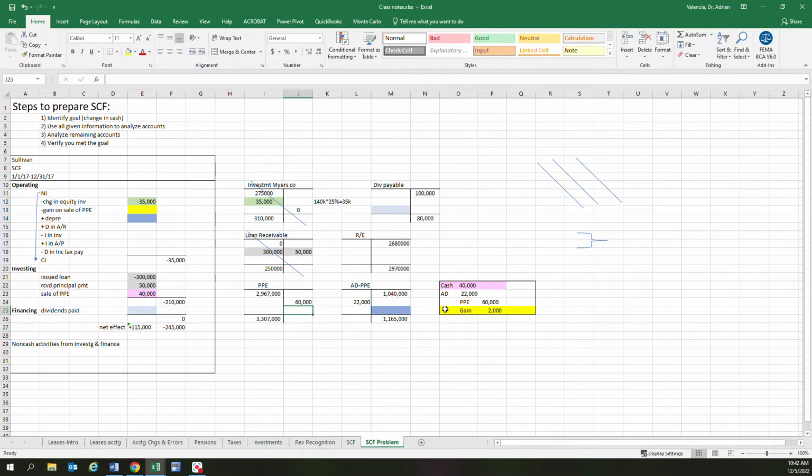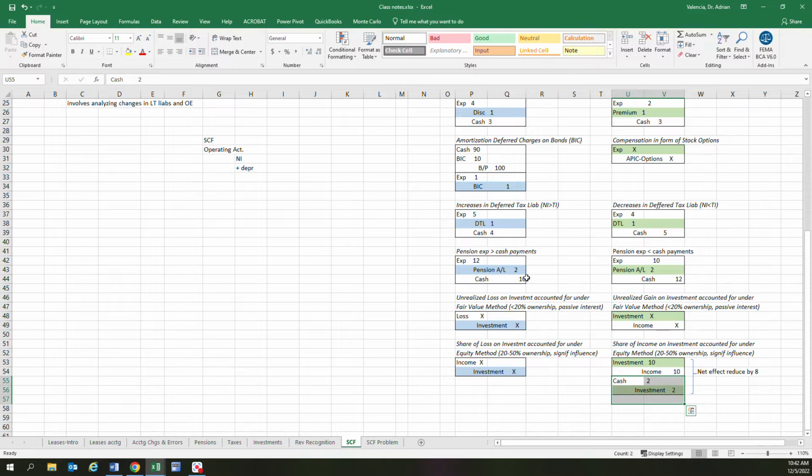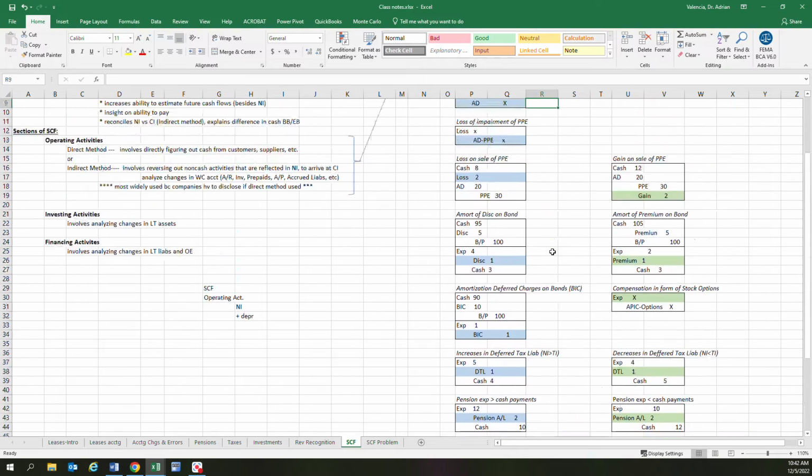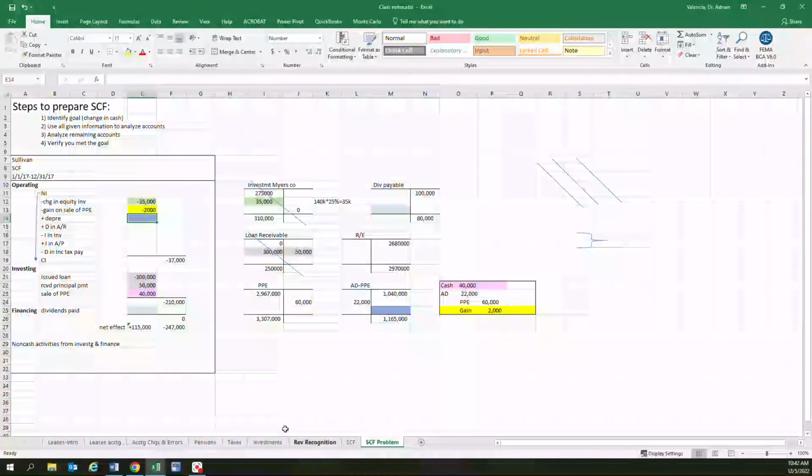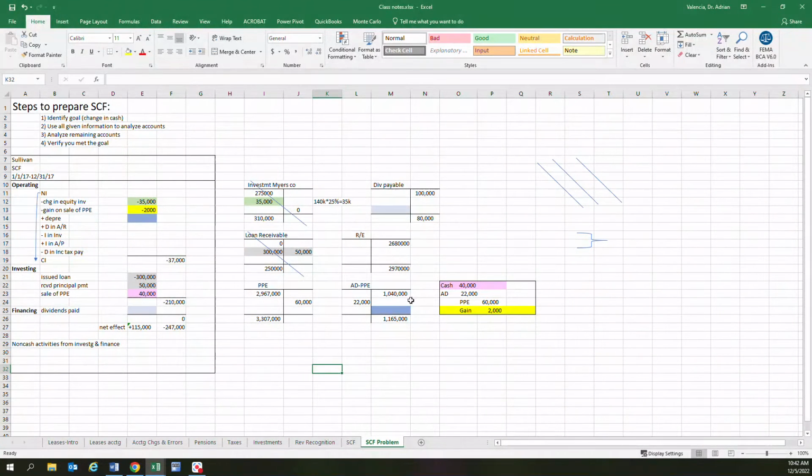And then finally, this gain is a gain for which we have to subtract out of net income. Okay, so we'll go over here and put minus $2,000. And if you want an explanation, you can watch that previous video as to why you subtract the gains and you add the losses here. Okay, so let's go back to the problem itself. Okay, so far that's what we have. We subtracted the gain on the sale of the property, plant, and equipment.